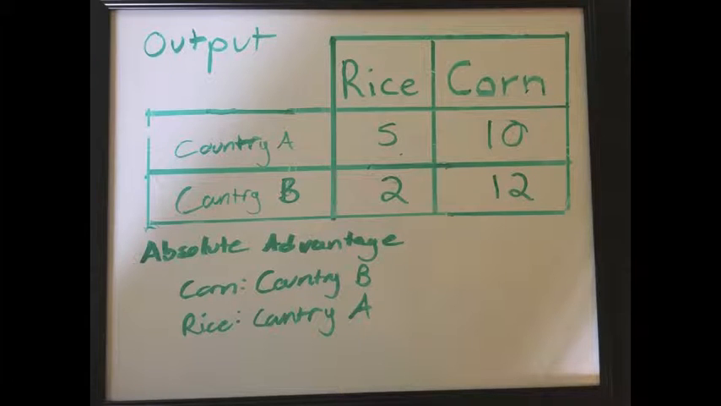Absolute advantage is defined as the ability of a country to carry out a particular economic activity more efficiently than another individual or group. In this example, we see that when it comes to corn, country B has an absolute advantage because they could produce more units of corn in the same amount of time that country A can. However, when it comes to rice, country A could produce more units of rice than country B in the same amount of time.